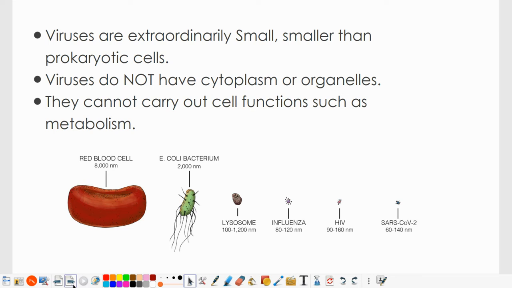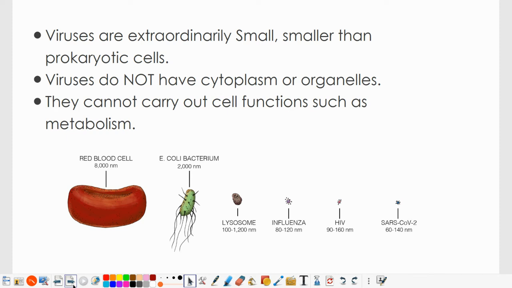Next to that is a lysosome, one of the components of eukaryotes. Lysosomes are those organelles that contain the enzymes that are used to digest carbohydrates, proteins, and lipids. It's a rather small organelle. Next to that, you see some viruses. And those viruses are all smaller than the lysosome. We have the influenza virus. That's the one that causes the flu. We have the HIV virus, human immunodeficiency virus. And then next to that, SARS-CoV-2, another COVID-type virus.